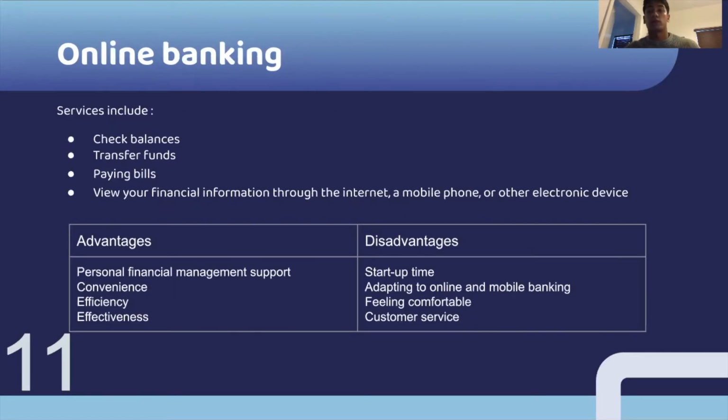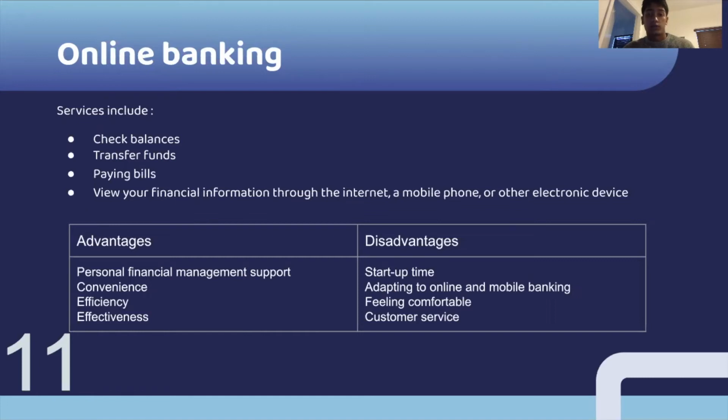So next up, we have online banking. Almost every bank these days has online banking services. And these services include checking your balances from all your accounts. You can transfer funds between your own accounts or to someone else's account. You can pay bills online. You can set up automatic bill payment, recurring payments, say for your phone. And you can view your financial information through the internet, a phone, or any other electronic device that you can access the bank's website in.